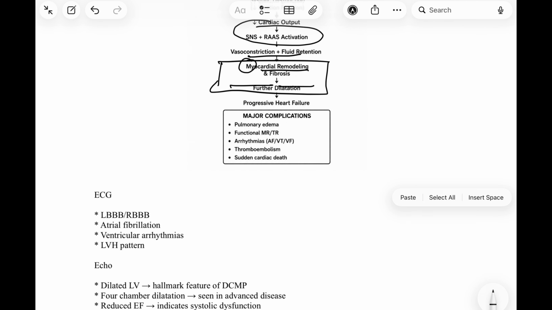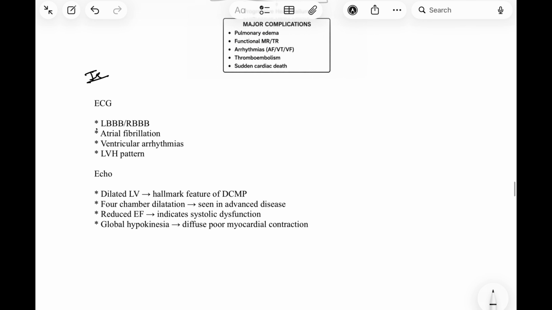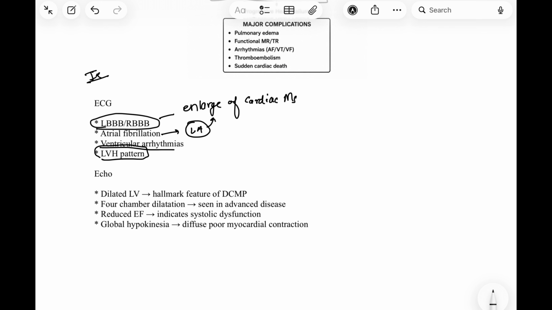Now let's talk about the investigations. What are the ECG findings that we can encounter in DCMP? The first thing is LBBB or RBBB, due to enlargement of cardiac muscles. Atrial fibrillation due to LA enlargement. Similarly, ventricular arrhythmias due to ventricular enlargement, and an LVH pattern can be there in a few cases. What about the echo findings?